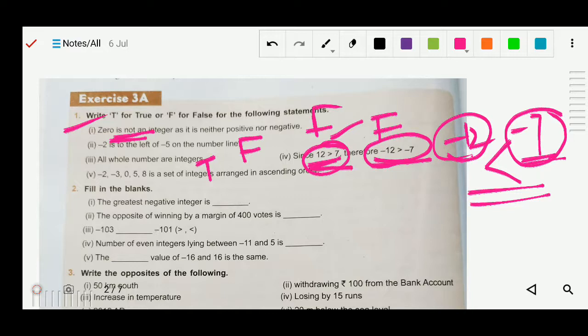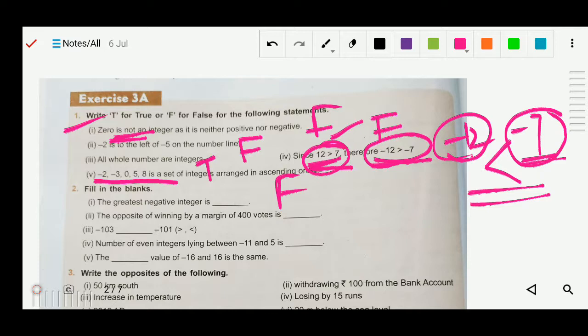Minus 2, minus 3, 0, 5, 8 is a set of integers arranged in ascending order. Is it ascending order? No. Ascending means first smaller, then greater. So see, this is not in ascending order. So this is again false.